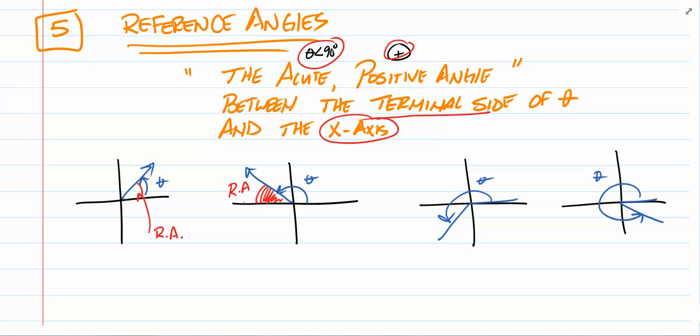Okay, in quadrant 3, the reference angle would be here, right? This is the small acute side, positive, between the terminal side and the x-axis. And then finally in quadrant 4, the reference angle would be here. This is my reference angle. The reason I'm giving these to you is because a lot of times students draw them in the wrong spot. They draw them between the terminal side and the y-axis. Make sure you always choose the x-axis for it.